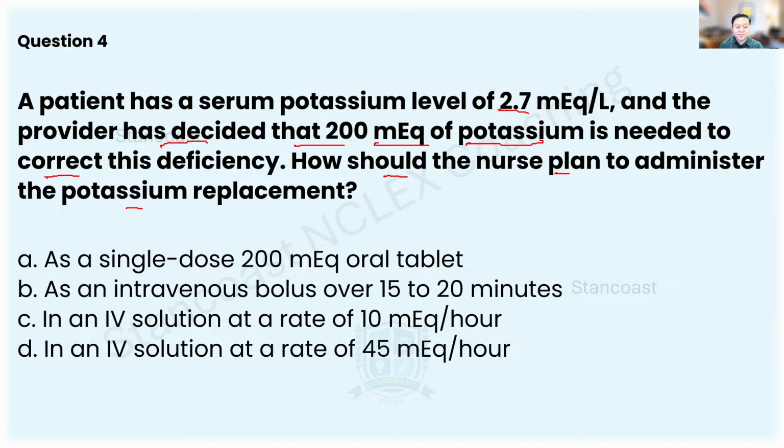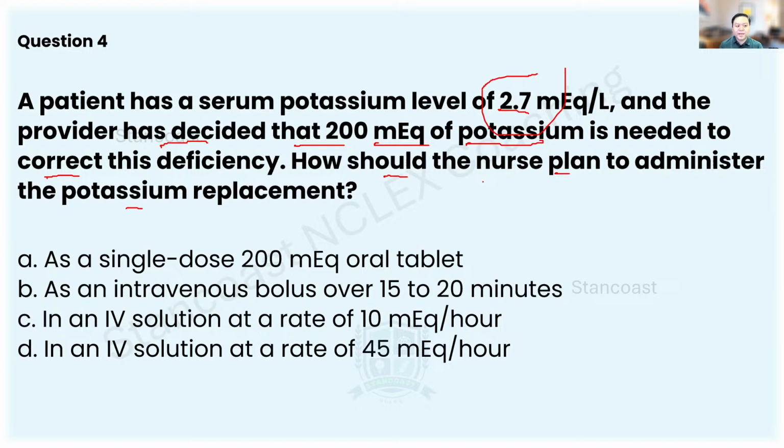What is your answer this time? Your patient has a potassium level of 2.7. How are you going? What is your plan here as a nurse taking care of this patient? Okay, I'm seeing answers. C's this time.